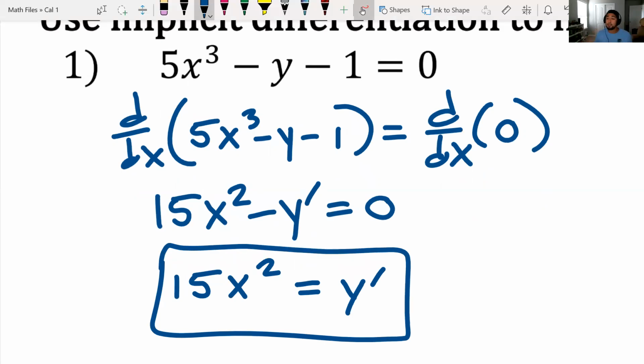So with implicit differentiation, it says do not rearrange the original equation and solve for y and then take the derivative. It just says take the derivative and solve for y prime. But if you can solve for y, that is another way to check your work. Let's check it out.